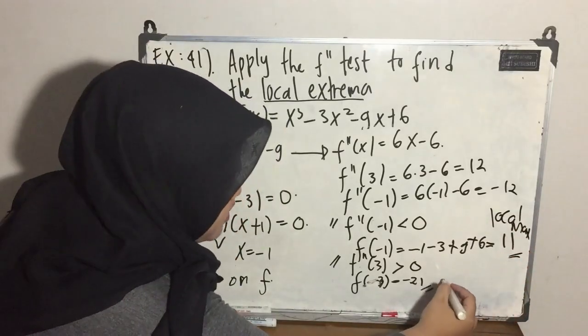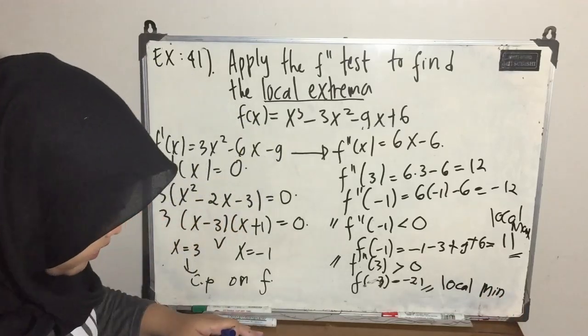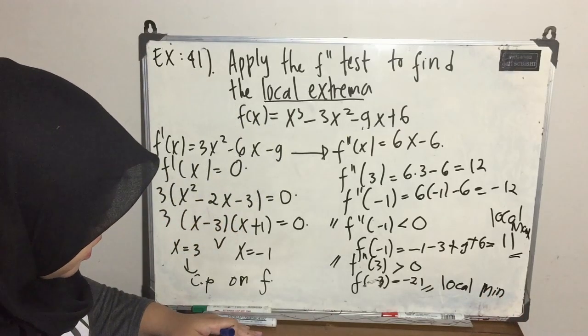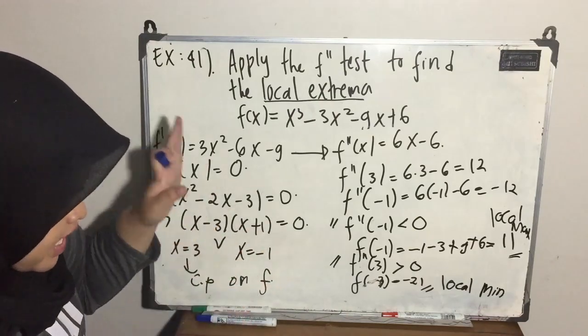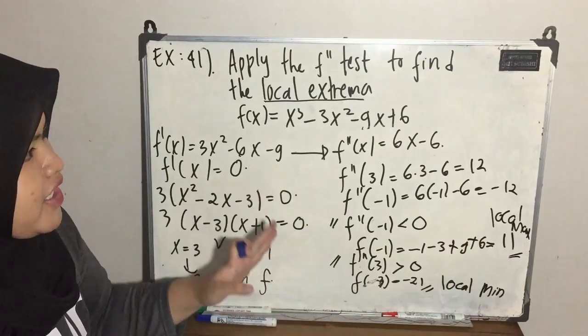How about local minimum? This one is a local minimum. So this one has some result in example 24 if you want to compare this one.